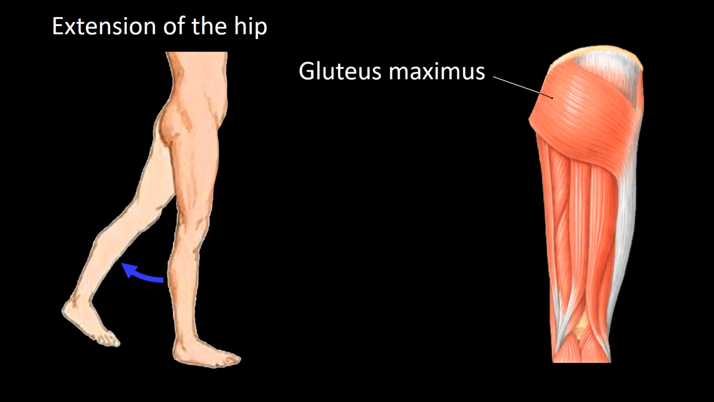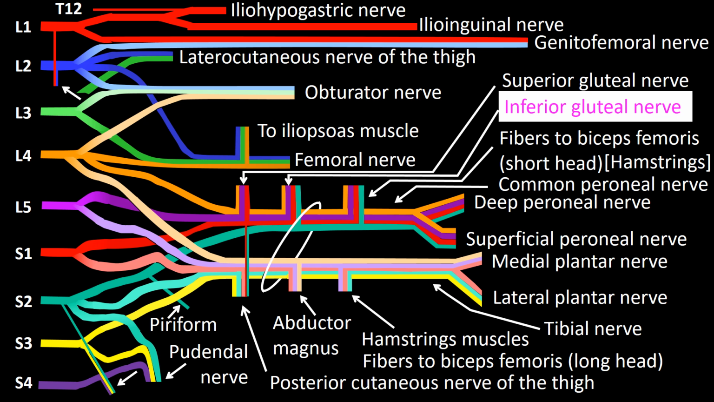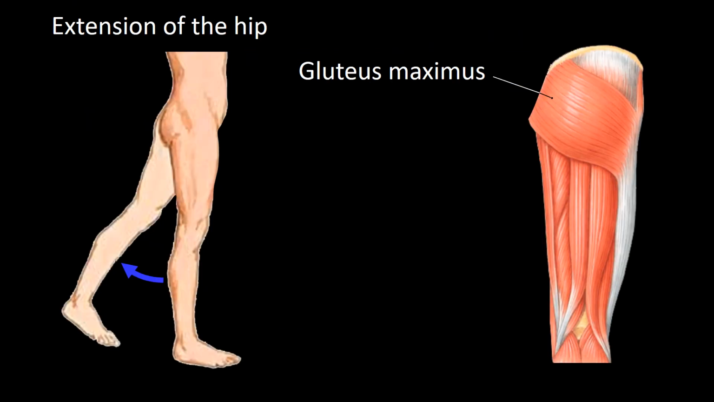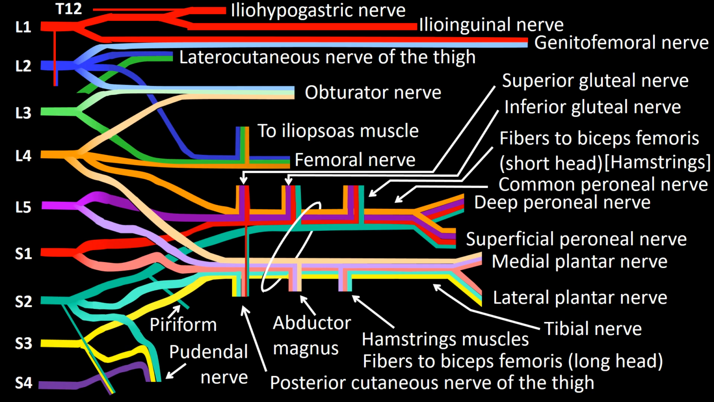Extension of the hip is carried out by the gluteus maximus. This muscle is innervated from the lumbosacral plexus via the inferior gluteal nerve. Other muscles that help with extension of the hip are the semimembranosus and semitendinosus muscles. These muscles form part of the hamstring muscles and are also innervated from the lumbosacral plexus via fibers traveling in the tibial portion of the sciatic nerve in the thigh. Number 4.